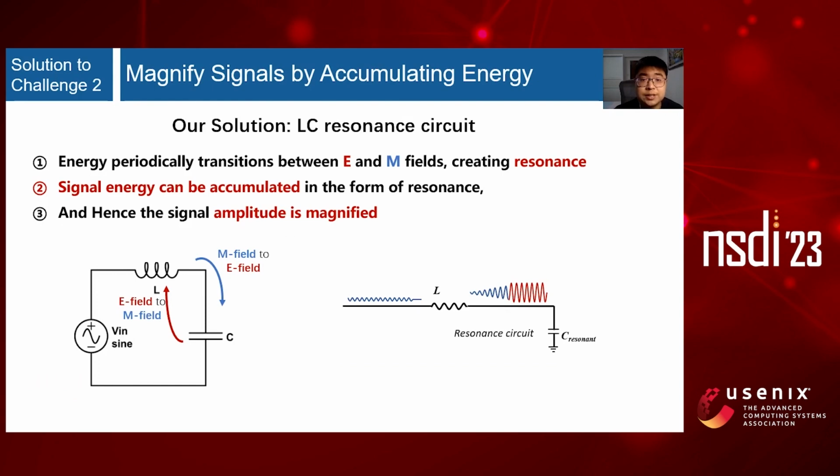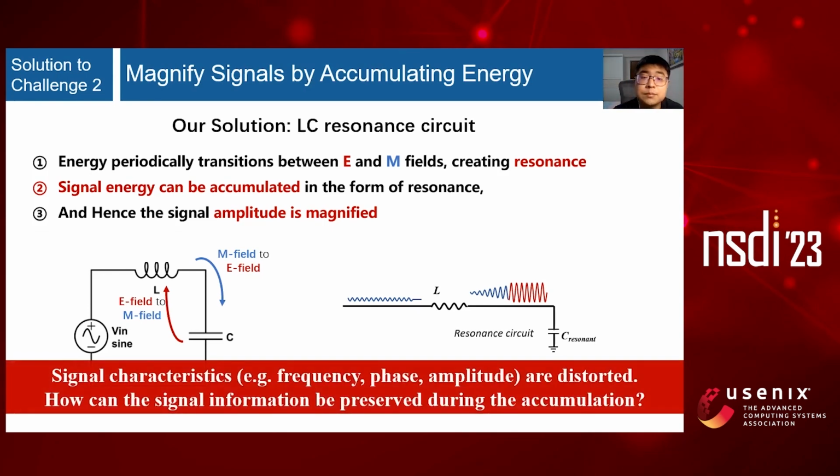Our solution is LC resonance circuit. The energy in LC circuit periodically transitions between electric and magnetic fields, thereby creating resonance. And hence, the signal energy is accumulated in the form of resonance, and the signal amplitude is magnified. However, the signal characteristics, for example, frequency, phase, and amplitude, are distorted in accumulating operation. How can the signal information be preserved?